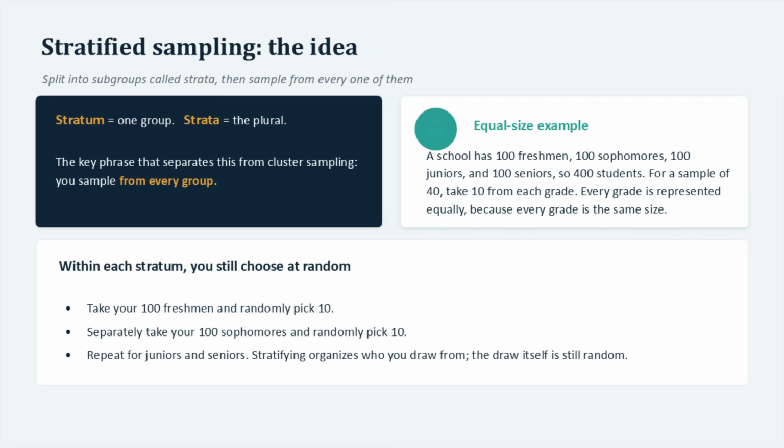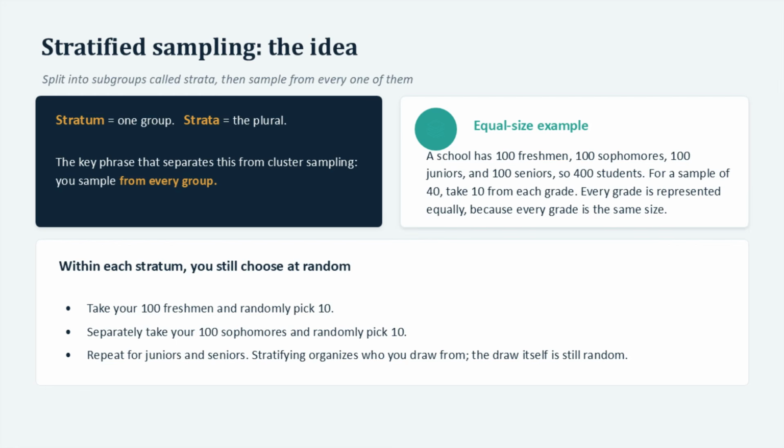And suppose I want a sample of 40 students, because every grade level is the same size. This is pretty simple. I take 10 students from each grade. 10 times 4 gives us 40. So every grade level is represented equally, because every grade level was equal in size to begin with.